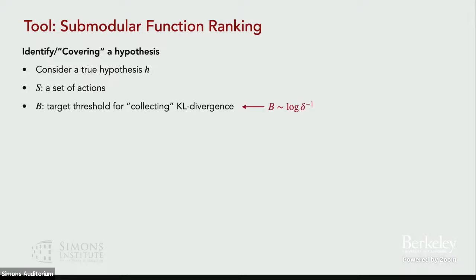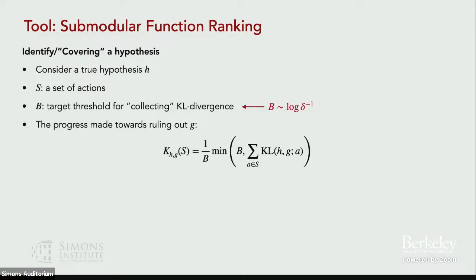So the first thing that we need to keep track of is the progress that we have made so far towards ruling out a particular hypothesis G under H. The way that we are going to do that is by using the following function, capital K, subscript H and G. Inside the minimization term, we have our threshold B. And in the summation, we're simply calculating the KL divergence that we have collected so far in my action set S. If I've performed enough actions, I'm going to hit my threshold B, and this function will take the value 1. A sanity check: this function takes the value 1 if I have ruled out hypothesis G under H, and the minimum value for this function is 0.